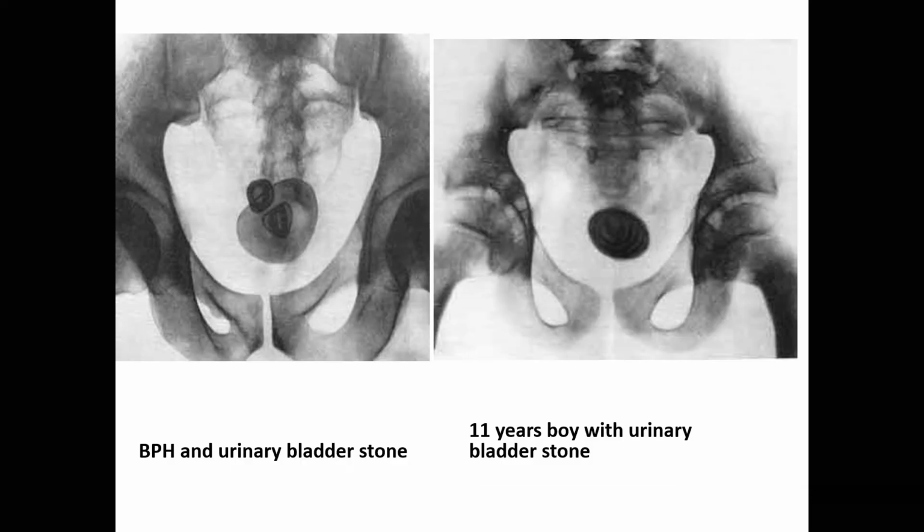So here is the BPH and urinary bladder stone. The big stones are due to the disturbance of urine outflow in the lower urinary tract. And here is the 11-year-old boy with urinary bladder stone due to the neurogenic bladder, I guess.